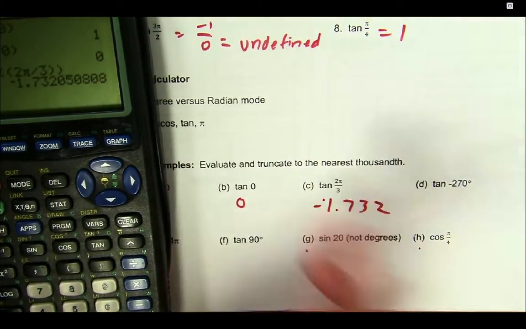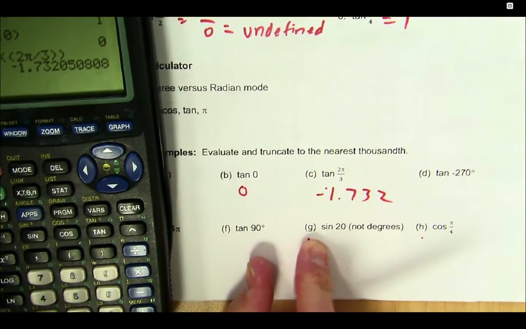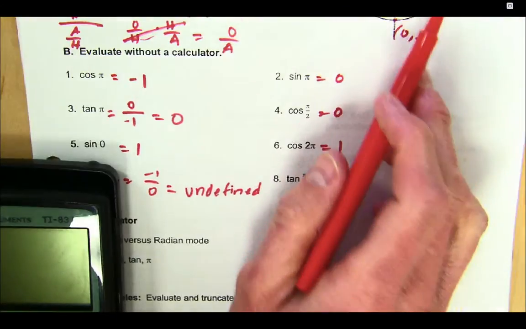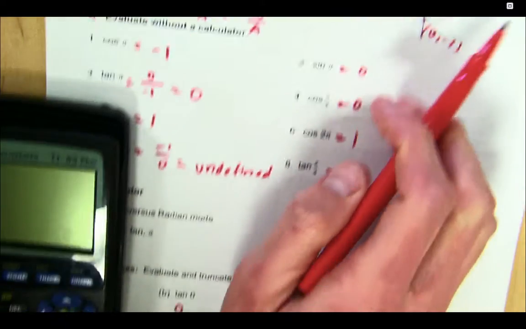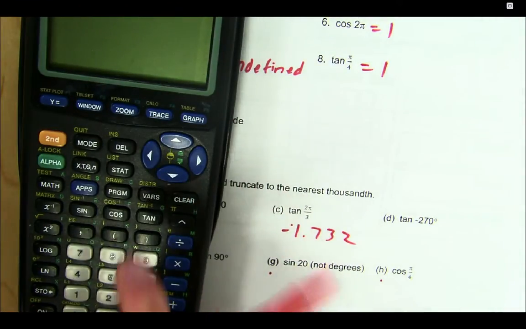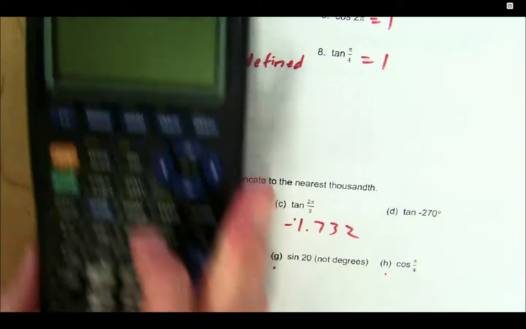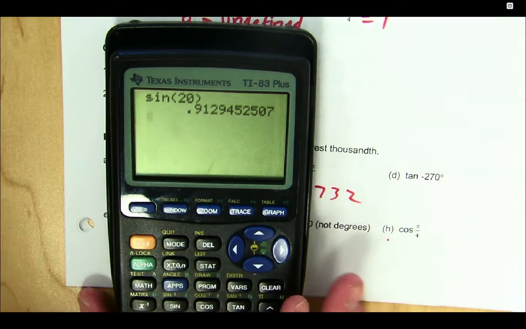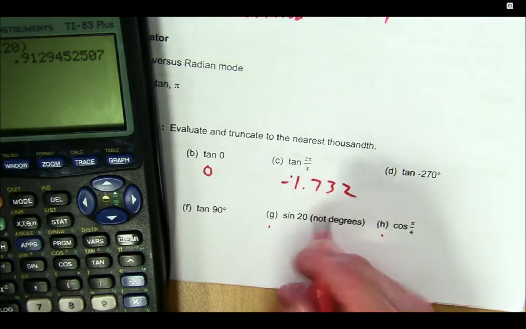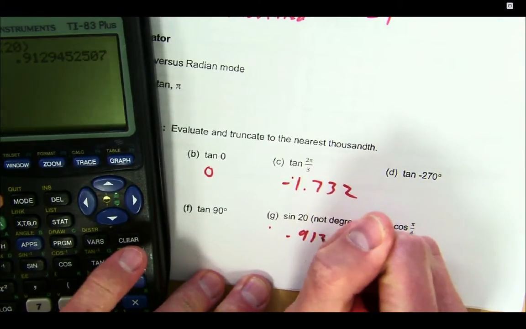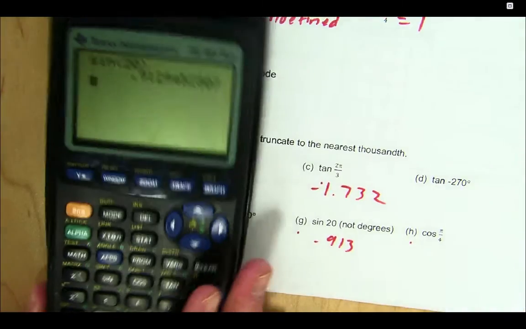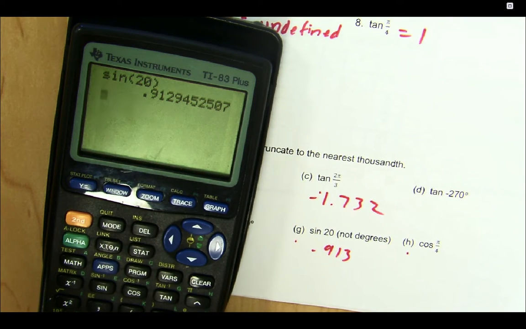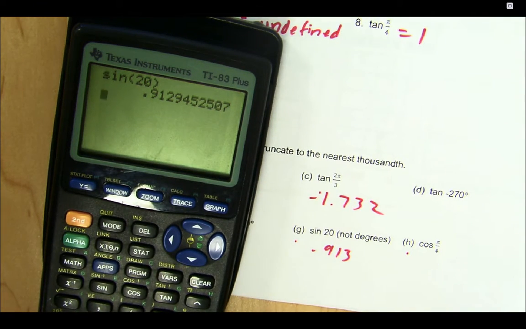Okay, and you can do the rest of these. Notice letter G, sine of 20, that's not degrees, so that's 20 radians. Remember, it's about 6 radians all the way around, so that would be over 3 times all the way around. But once again, you can just put sine 20 on the calculator, and the y value there is 0.913. And since this is in the unit circle, you know that these numbers can't be bigger than 1 because the radius is 1. So the biggest it could be is 1.